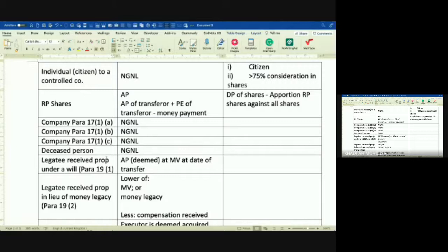But for the one who receives the property, you must know what the acquisition price of the property is. So the AP would be the market value at the date of transfer. Legacy is actually for the beneficiaries who receive property under a will, and the acquisition price is deemed at market value. Normally the market value is higher. Is it good for you to have a market value? It's good, because if your acquisition price is higher, your disposal price compared to your acquisition price gives you a smaller chargeable gain, because your DP minus your AP, which is the market value, is smaller. So you only have to pay lower RPGT.